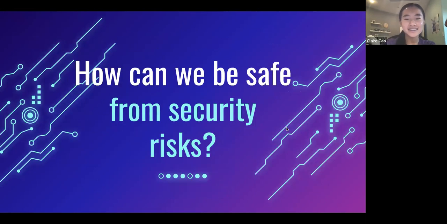Okay, so this is another discussion question. Since we just talked about a lot of security risks that AI devices can bring, how can we be safe from these security risks? Does anyone have any ideas? You guys can unmute or use the chat.